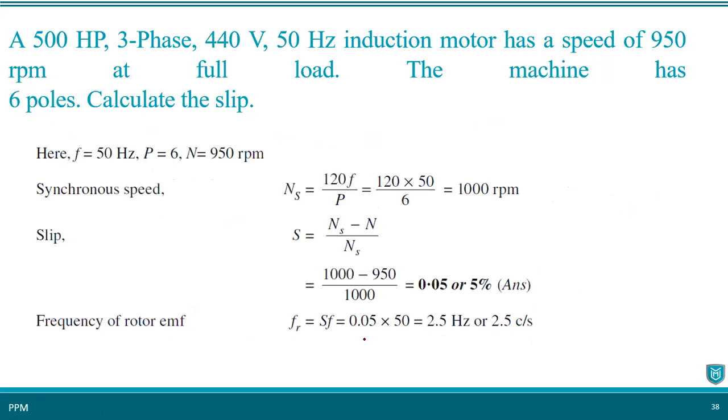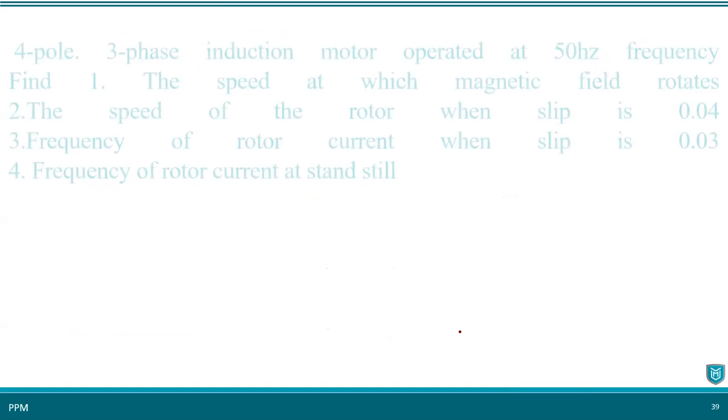Okay, let me show you this solution. And one thing which was pending, the frequency of rotor, I forgot to ask you. That is Fr is equal to S into F. So you can find out this answer by multiplying the slip with the supply frequency. So this is the frequency of rotor current or rotor EMF.